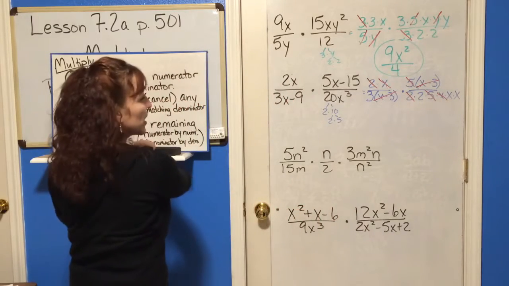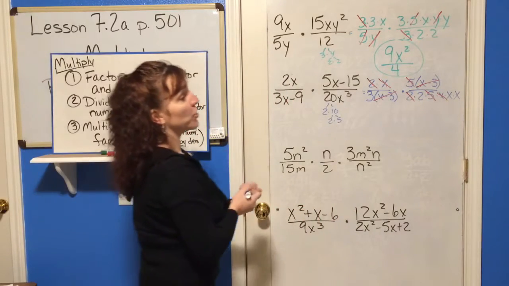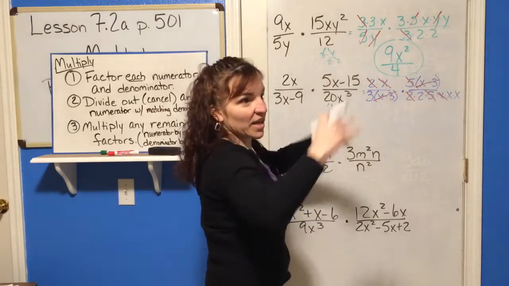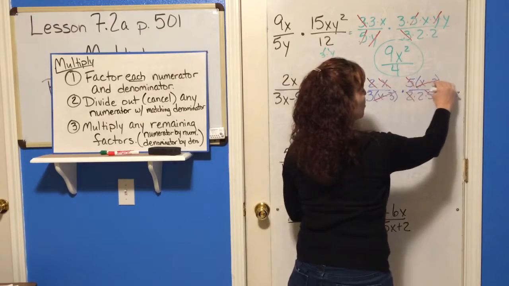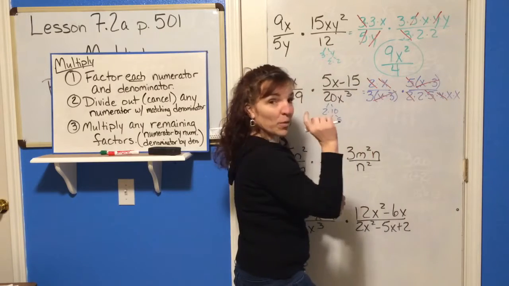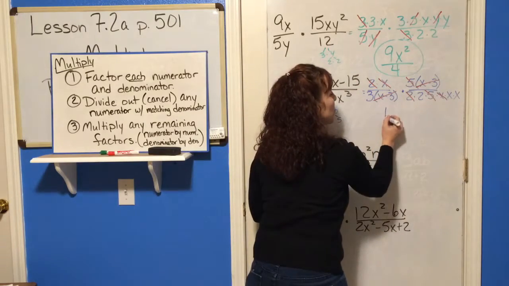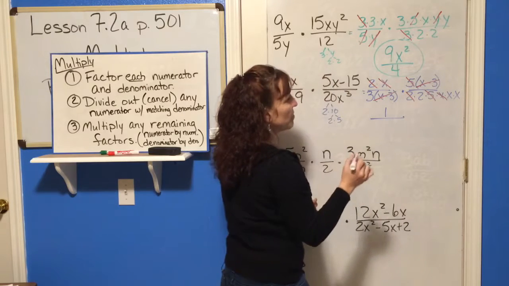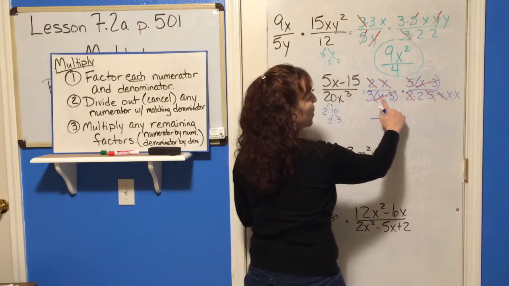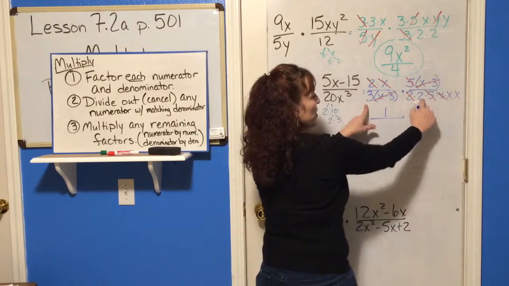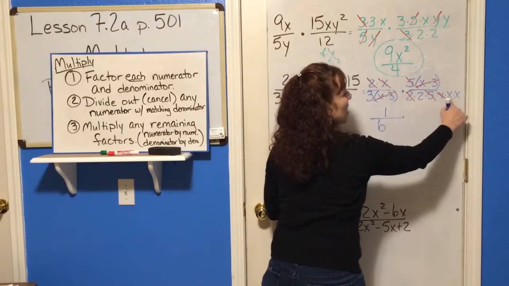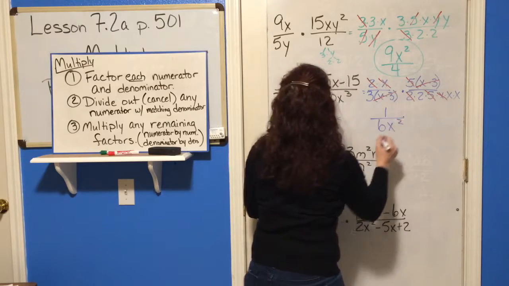And now if you'll look, there's nothing left in the numerator, so I have to stop because I can't cancel a denominator with the denominator. So multiplying straight across, there's nothing left in the numerator, so remember we have to have a place value holder, and so that becomes 1 in the numerator. And what's left in our denominator is a 3 times a 2 times an x times an x. So 3 times 2 is 6, and x times x is x squared.